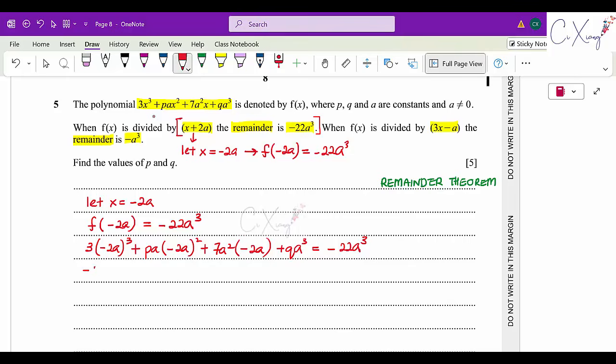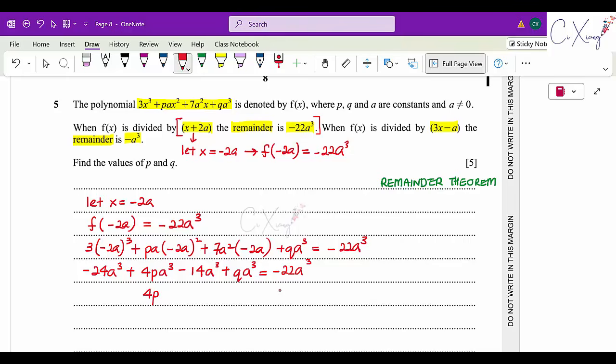So 8 times 3 is 24a power 3. Then this one, you'll be having 2 squared is 4, 4pa power 3, 14a power 3, qa power 3 equals negative 22a power 3. Then I just cancel off all the a power 3. If you cancel off all the a power 3, then you'll form one equation for q and p.